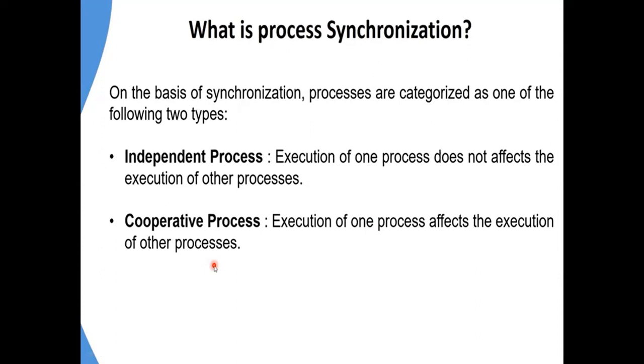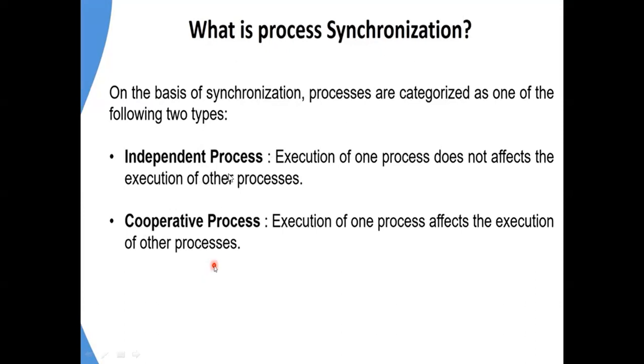So each process, for example process P1, P2, and so on up to Pn, more number of processes will be executed, and these processes communicate with each other by means of the message passing model or the shared memory model. On the basis of synchronization, the processes are categorized into two types. The first type is independent process. The second one is cooperative process.